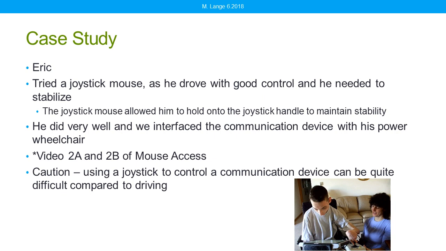Now, I want to give you a word of caution. Using a joystick to control a communication device is very different than using it to drive. So when I'm driving around, let's say, a room, the movements required on that joystick are much larger than the amount of movements to, say, scan through 64 different communication selections. So I need more refined control to use a joystick with a communication device than I do for driving. So it's very important to try this out with both of those technologies, the power chair and the communication device.